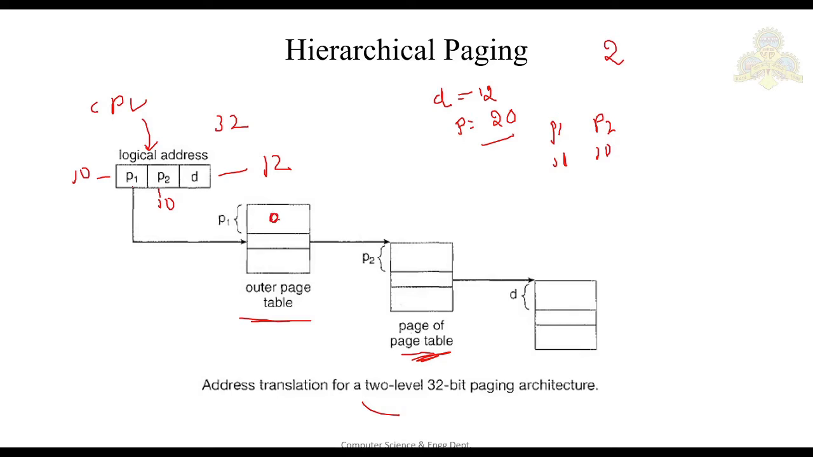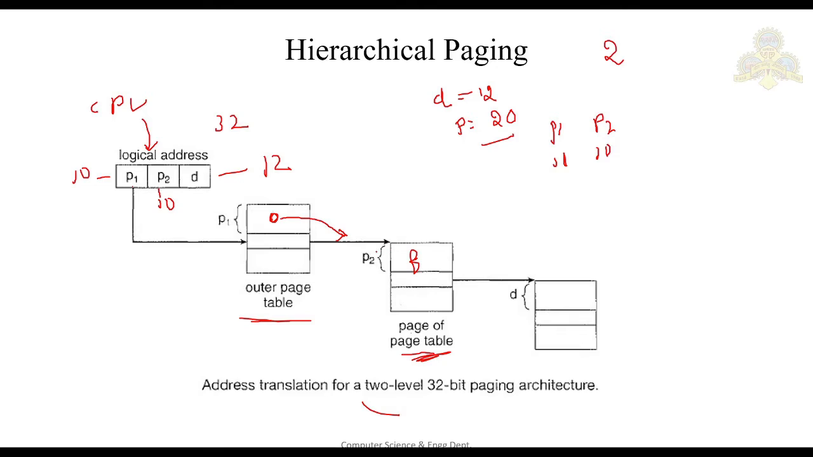This outermost page table generates some offset, and now this offset is given as an input to the inner page table, that is p2. Now this p2 takes this offset as an input and searches for the corresponding frame number. So your inner page table contains the frame number as the content.